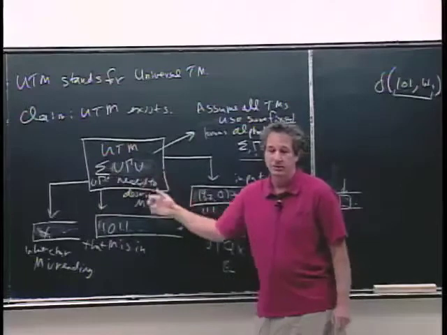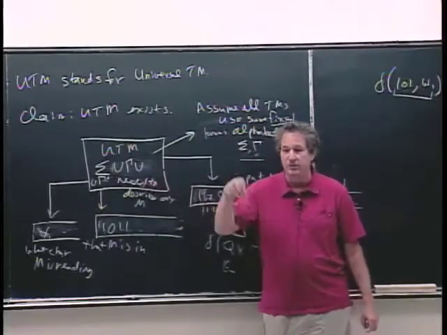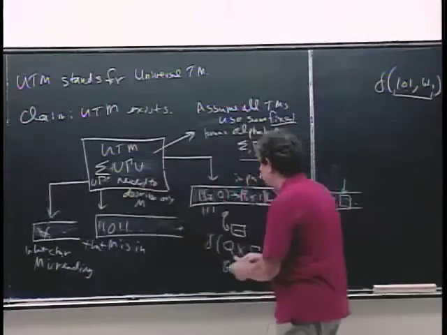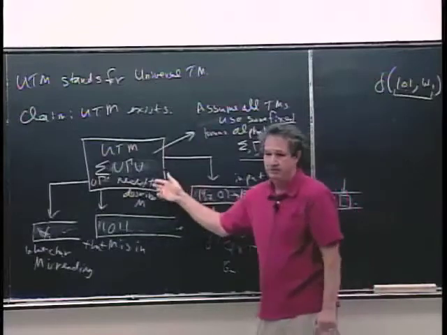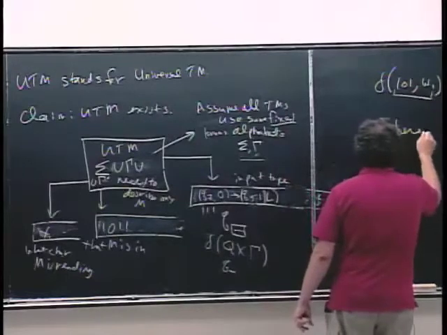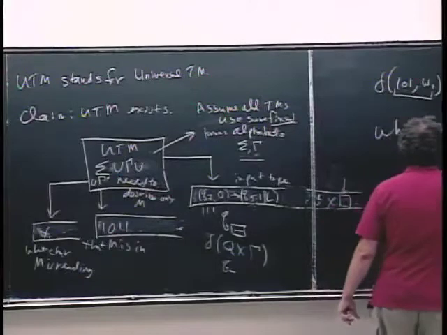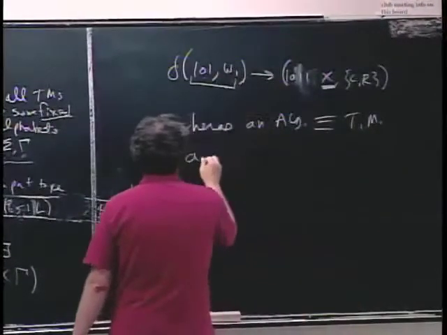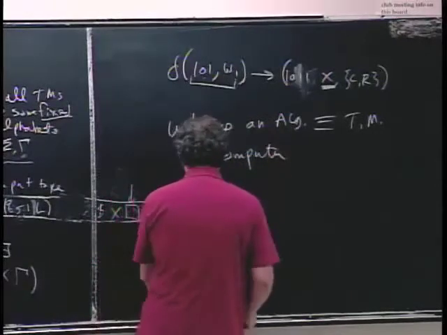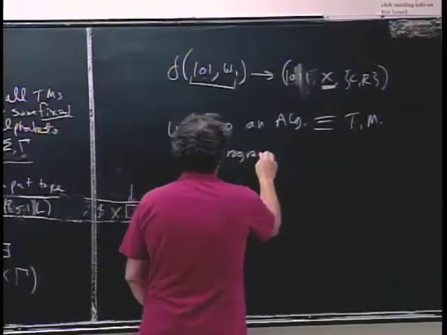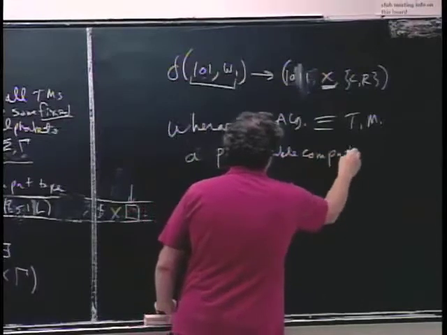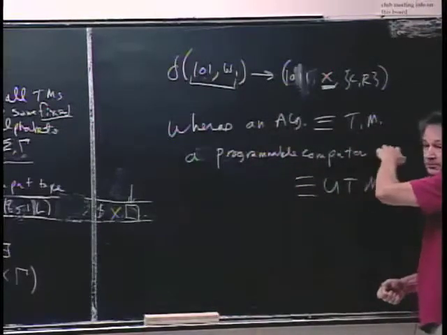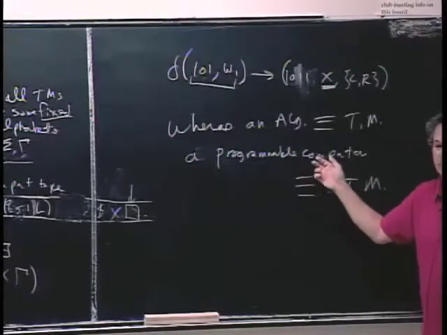So what's a universal Turing machine? A universal Turing machine is like a computer. Each individual Turing machine is like an algorithm. The universal Turing machine is like a programmable computer. It can be fed a description of another Turing machine, which means it's fed a description of an algorithm. Okay? So whereas each algorithm is equivalent to some Turing machine, a programmable computer is like a universal Turing machine. So Turing not only formalized what it means to be an algorithm, he formalized what it meant to be a programmable computer. A programmable computer is a universal Turing machine.